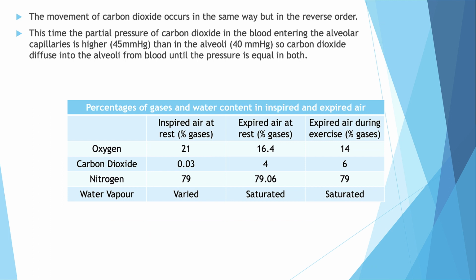Here's the breakdown of the percentages of gas and water content in inspired and expired air. For example, in inspired air at rest, oxygen is about 21% of what we breathe in. 0.03% is carbon dioxide, about 79% is nitrogen, and there is a varied amount of water vapour.